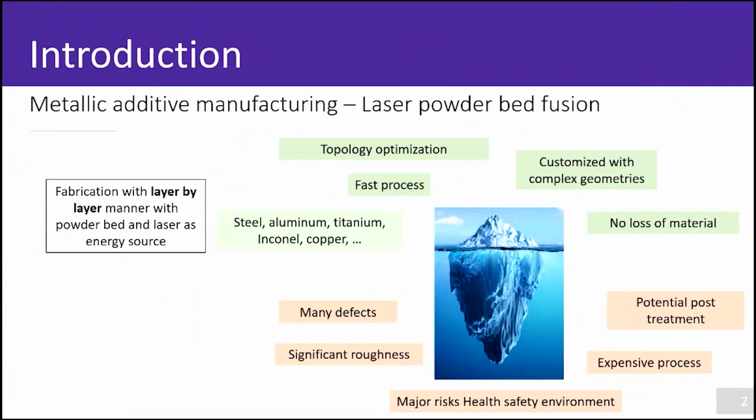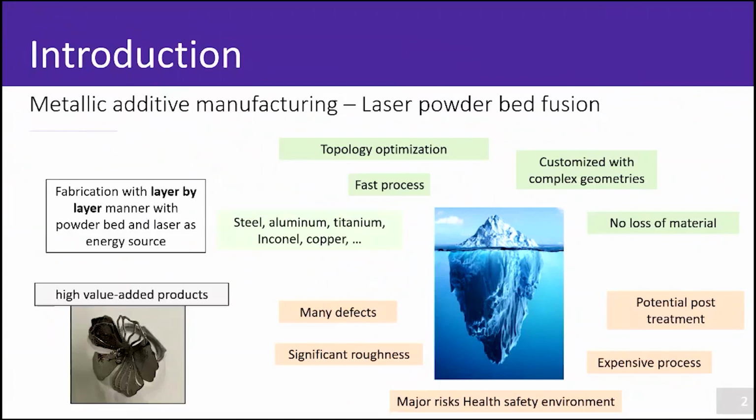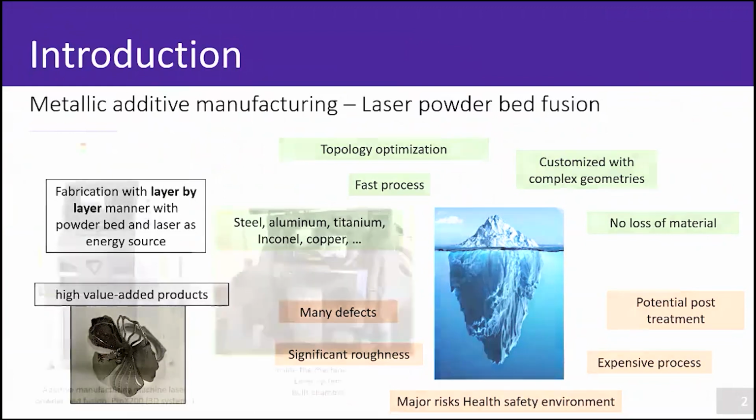And because for powder bed fusion you use powder material, you also have a major risk for health, safety, and environment. So it costs a lot to have protection for people who work in additive manufacturing. That's why for the moment it's used for high value-added products such as luxury products, aeronautic products, automotive products.